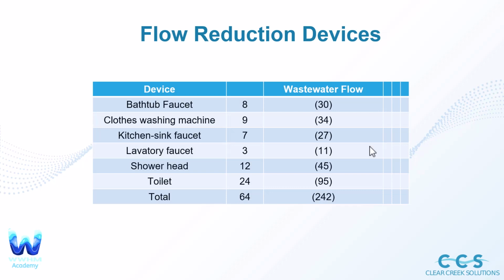So you can see these are the flow reduction devices. So think about the devices used on an everyday basis. Bathtub faucet, clothes washing machine, kitchen sink, shower head, lavatory faucet, and then the toilet. So the total is about 64 gallons per capita per day. But these are reductions from the higher values of 30, 34, 27. So by using these flow reduction devices, you can bring down the total. You can see 242 divided by 64. That's almost 4 times as much. So you can make quite a big reduction on the amount of water being used just by using these flow reduction devices.